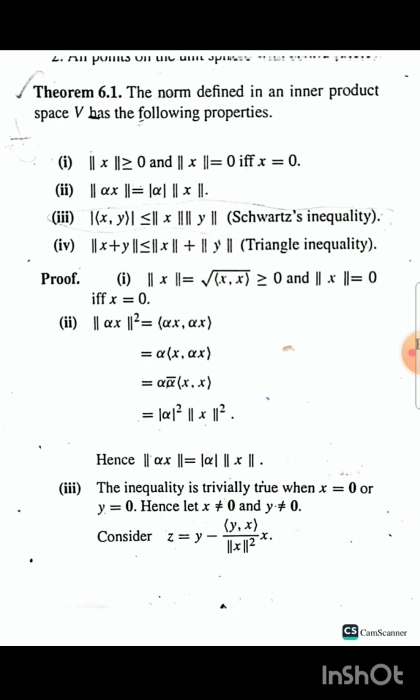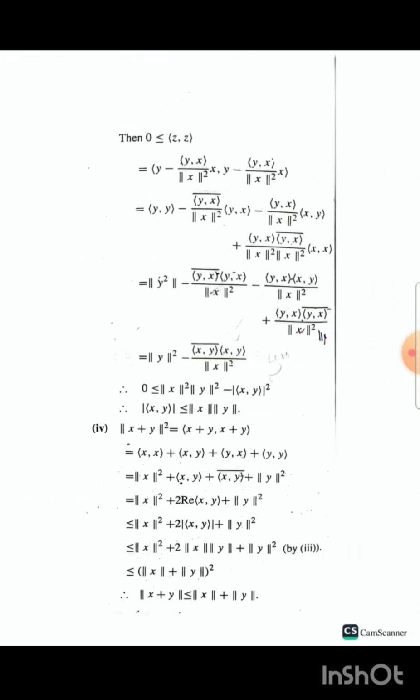And the third one, the inequality is trivially true when x is equal to 0 or y is equal to 0. So we assume x is not equal to 0 and y is not equal to 0. We consider another vector z equal to y minus the inner product of y comma x divided by the norm of x squared, times x.